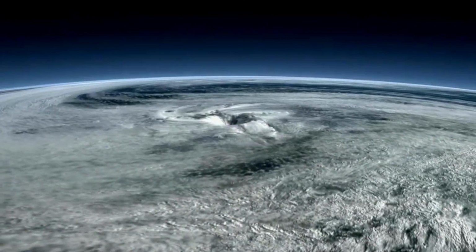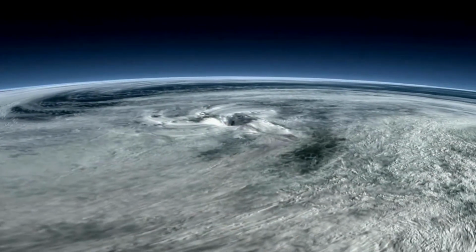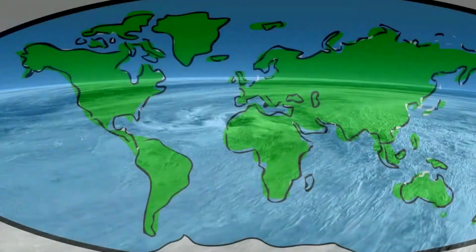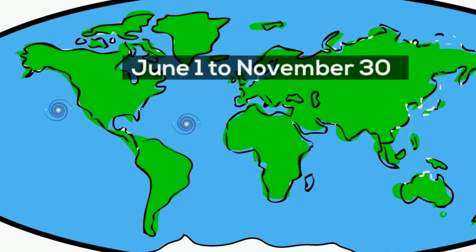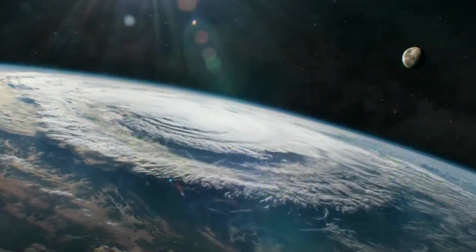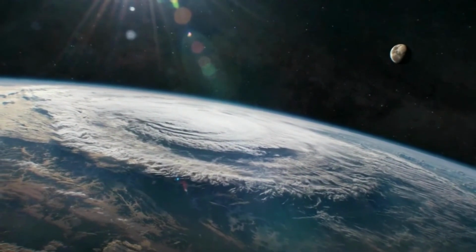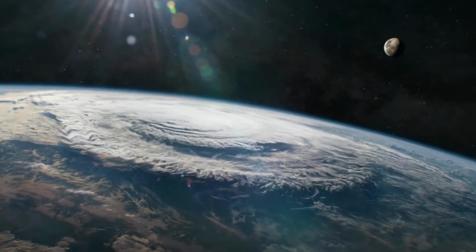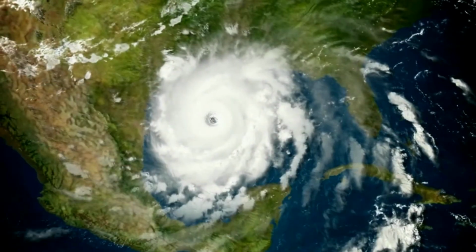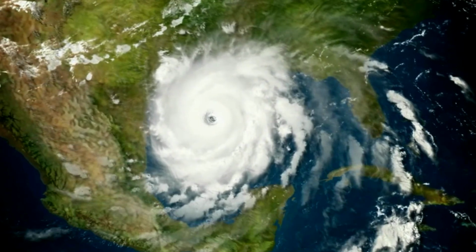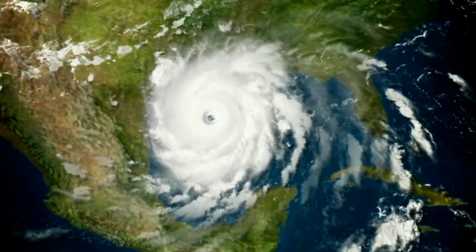Next, hurricanes. Where do they form? They form over warm oceans. The season is June 1st to November 30th, but they can occur outside of this window. Typical hurricanes are 300 miles wide, but the largest was 1,380 miles wide. How long do hurricanes last? On average, 12 to 30 hours. However, some have lasted up to 30 days.